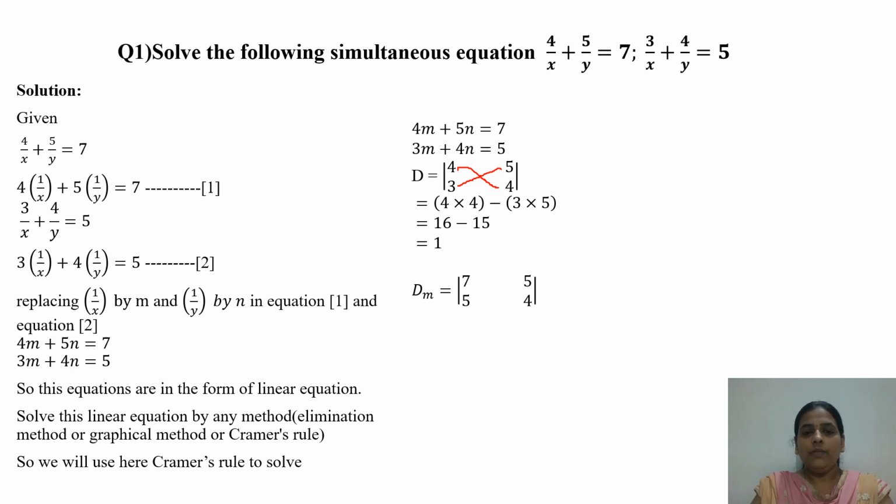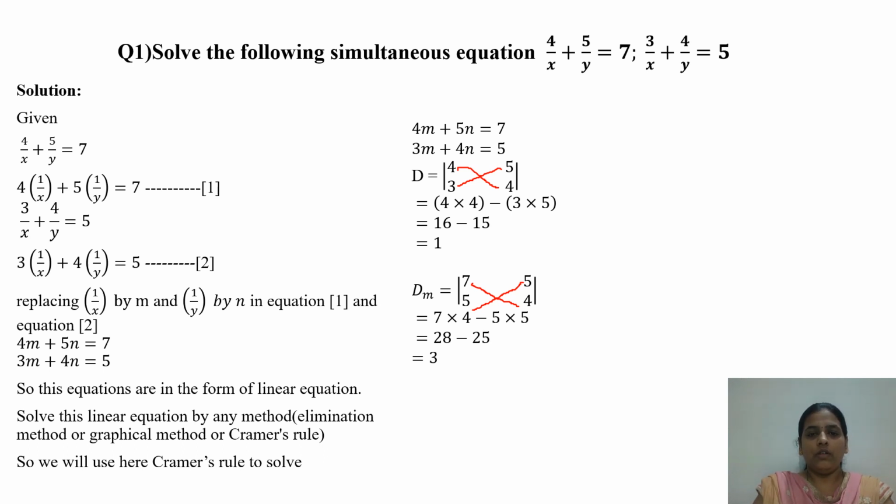When we calculate Dm, the coefficient of m is replaced with what? Constants. So constants are what here? That is 7 and 5, and then write down the coefficient of n, that is 5 and 4, in the next column. So how to calculate the determinant of this one? That is multiply 7 into 4 and 5 into 5. So 7 into 4 minus 5 into 5. 7 into 4 is what? 28 minus 25. What is the answer here? That is 3. So this is the value of Dm.